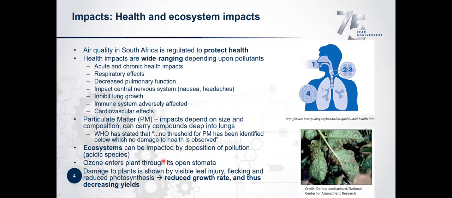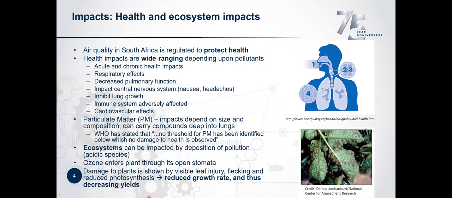But before I go into that, I just wanted to talk a bit about why we study air quality. So in South Africa, air quality is regulated in order to protect human health. And the health impacts from air quality are quite wide ranging, and it depends upon the pollutants. In general, it has impacts across the respiratory and cardiovascular system, and more work is showing across many more systems as well. Globally, air pollution is estimated to be the top environmental risk health factor for premature mortality. So it has a very large impact on health in South Africa and also globally.